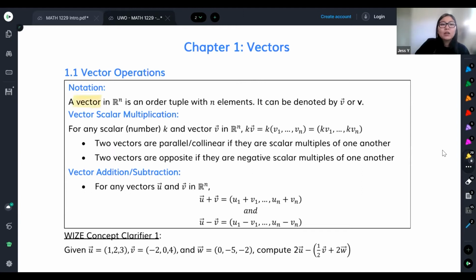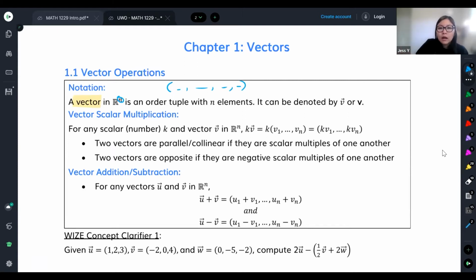A vector in Rn is an ordered group of numbers. So it's going to be a bracket with numbers separated by commas, right? The number of numbers in this bracket tells you what space it's in. So if there's 3 numbers, it's in R3. If there's 2 numbers, R2, 5 numbers, R5, and so on.